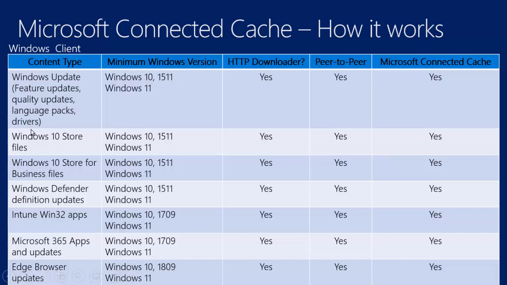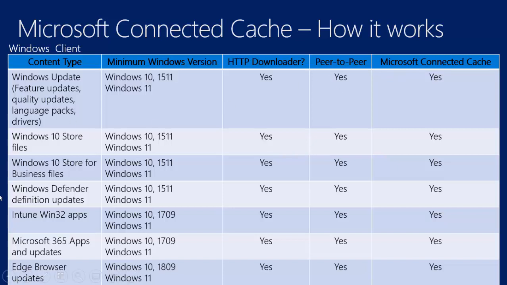Again, if you haven't seen the delivery optimization session, please take a look at it, because I go through some details a little bit more about why only certain content types are supported and so forth. The other component is HTTP downloader for content security. So even if you don't have a peer-to-peer benefit, you do have the benefits of HTTP download security. You'll see all of the content types, whether they're supported for that or not, and then Microsoft Connected Cache, if the content type is supported to work with it.